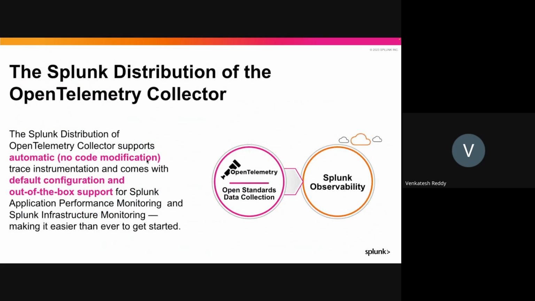Now what Splunk offers is called the Splunk distribution. I will explain that in detail. This is very common in OpenTelemetry. You may be familiar with it if you are using Kubernetes as well. A distribution takes the upstream OpenTelemetry collector and wraps it in a way that makes it easier for you to use and consume with Splunk Observability Cloud.